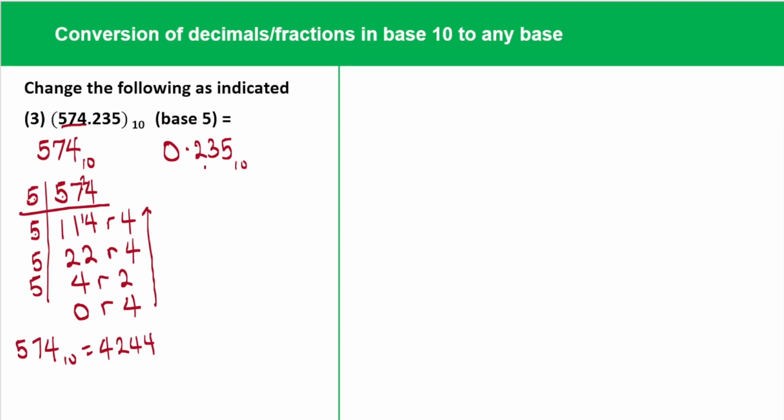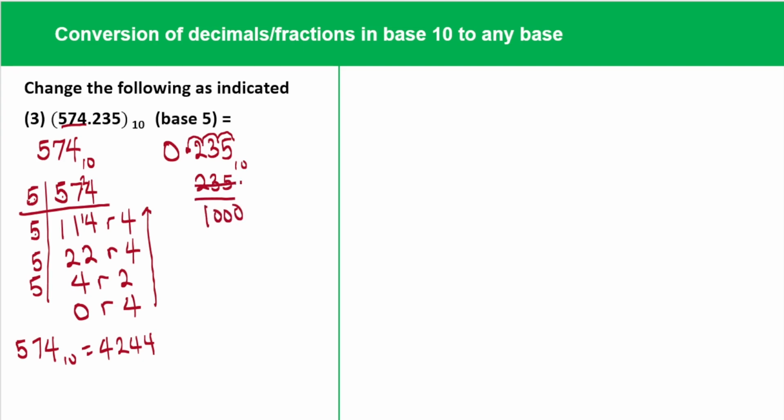Now come to the decimal part. Now let's see if the first method will work for this decimal part. Remember that the first method only works with fractions. So the first thing to do will be to change this decimal into a fraction by moving the decimal point 3 steps to the right, and that will give us 235 over 1000.